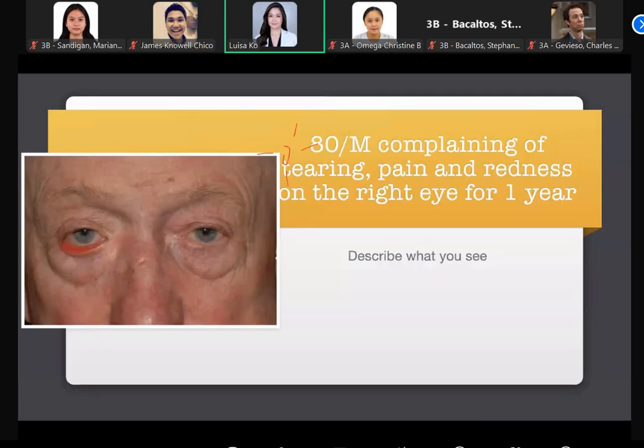We have an 80-year-old male complaining of tearing, pain, and redness in the right eye for 1 year already. First, of course, we start with describing what we see, so we know what is normal and abnormal. In the right eye, okay, there is lower eyelid redness. Okay, good, no? Anyone else? Erythema, swelling, Doc, in the right eye. Okay, good. So is that the eyelid? What we see? It's part of the eyelid, yeah, but it's not the skin.